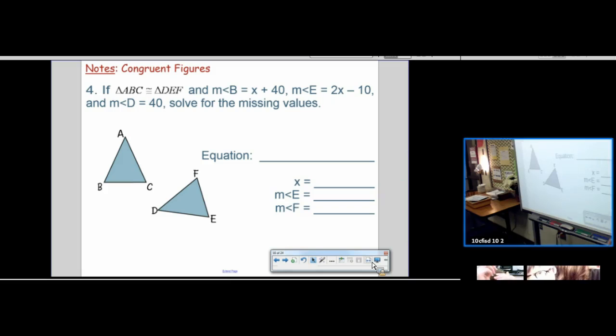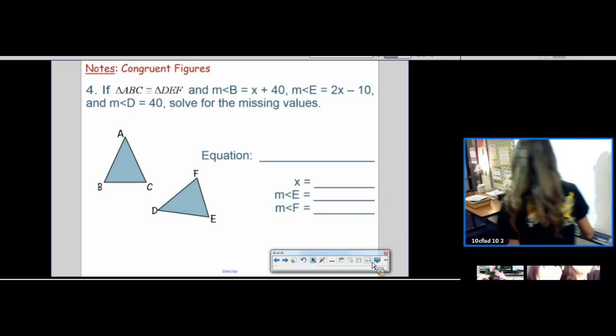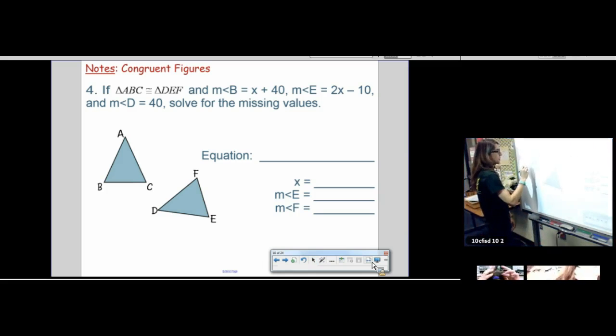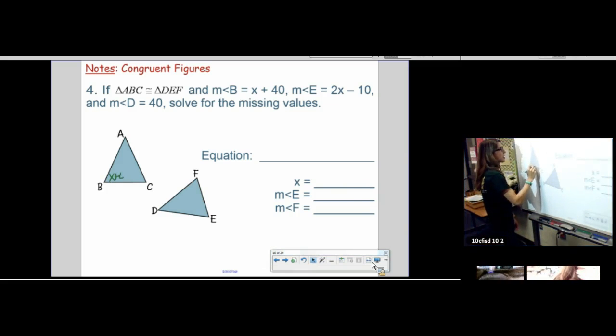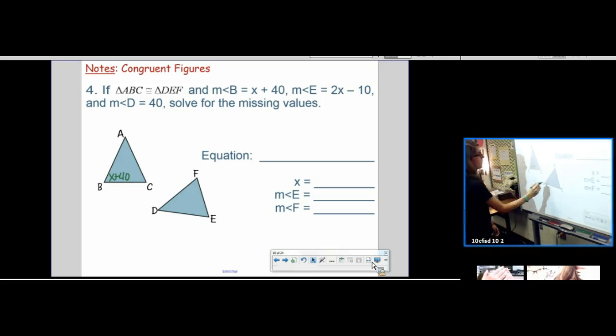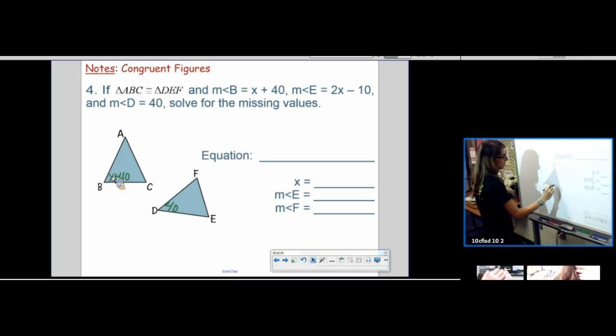If triangle ABC is congruent to triangle DEF, and the measure of angle B is x plus 40, E is 2x minus 10, and D is 40, solve for the missing values. So let's put these on our picture and see what we have going on. We have x plus 40, we have 40, and we have E, 2x minus 10.